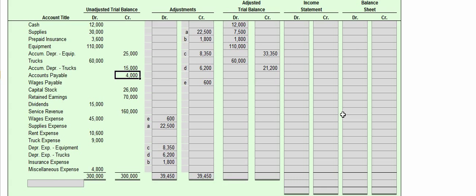We're just bringing them over, you guys, from the unadjusted trial balance plus or minus any adjustments to the adjusted trial balance columns. Okay, let's continue. Capital stock, credit balance for $26,000 with no adjustment. It comes over as a credit, $26,000. Retained earnings, credit balance for $70,000, no adjustment. Comes over as a credit, $70,000.